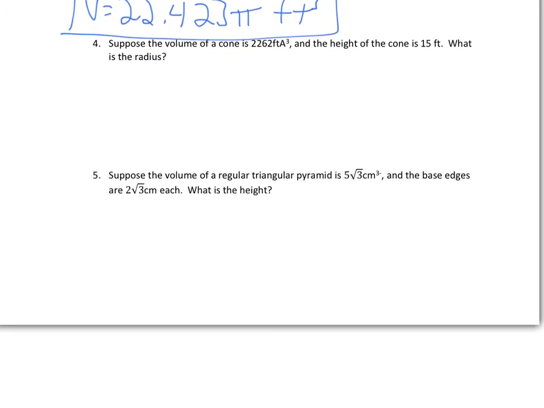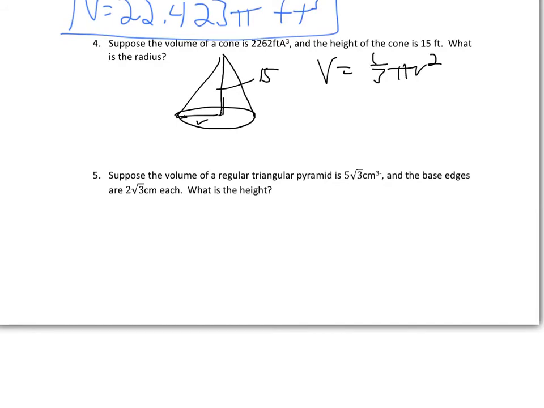Number 4 and number 5, we're going to work backwards just like we did in the last one. Number 4, I give you the volume of a cone. Let's draw the cone. I give you the volume of it. I give you the height right there. I want the radius. So we have volume equals 1/3 pi r squared h. We're going to plug in our 2262 for volume. I don't know what that is doing there. Should be just cubic feet.